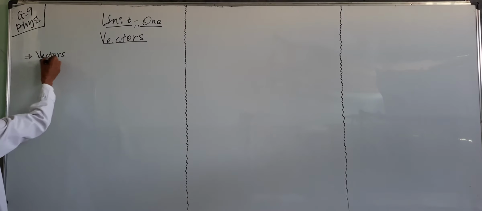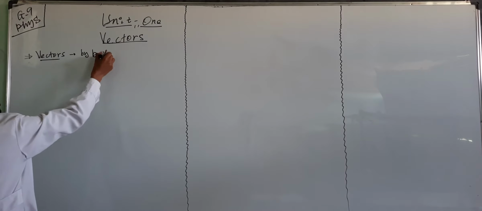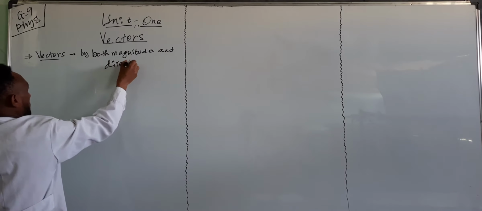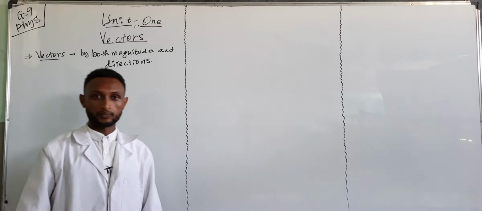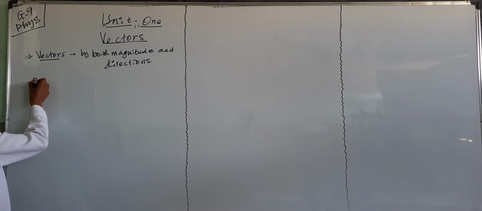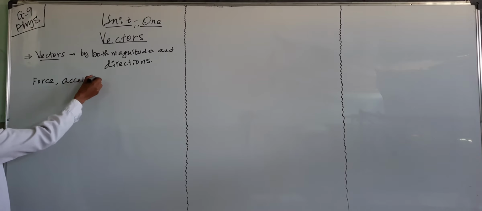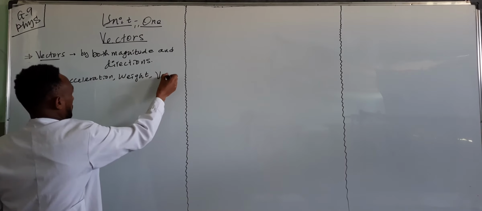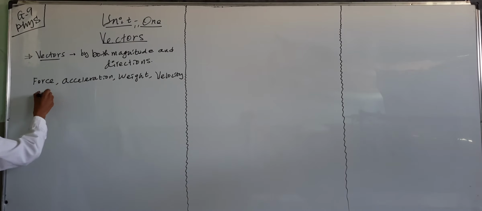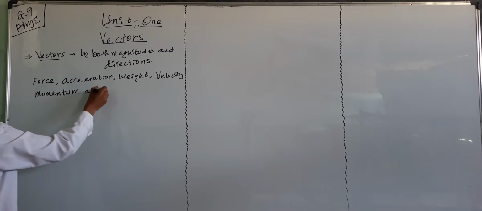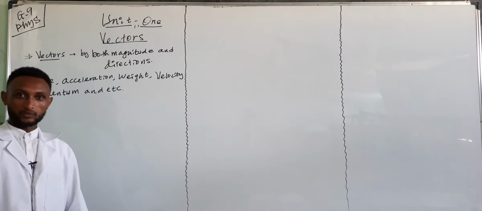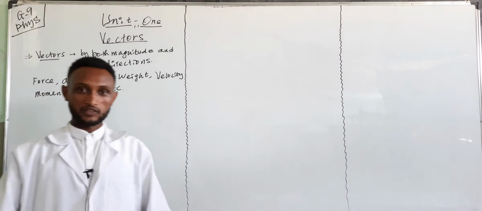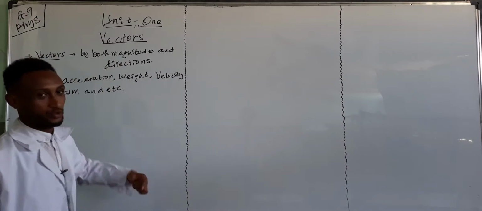Vectors are quantities which are expressed by both magnitude and direction. Let's see physical quantities such as force, acceleration, weight, velocity, and momentum. These physical quantities are expressed by both their magnitudes and direction. So they are vector quantities.